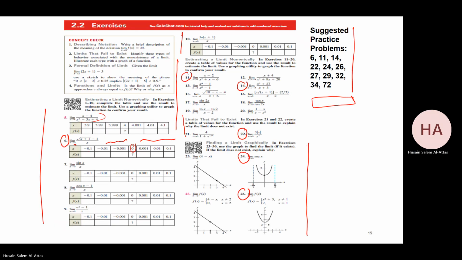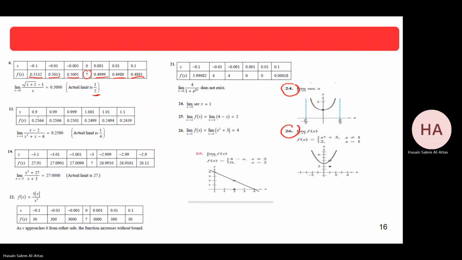11, you need to make the table. X goes to 1. So take values less than 1: 0.9, 0.99, 0.9999, and more than 1: 1.1, 1.01, 1.001. I check the value here. It's very clear it's going to what? This is 0.2499, this is 0.2501. It's going to 0.25, which is 1/4.